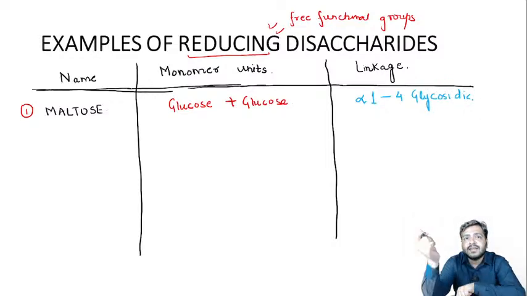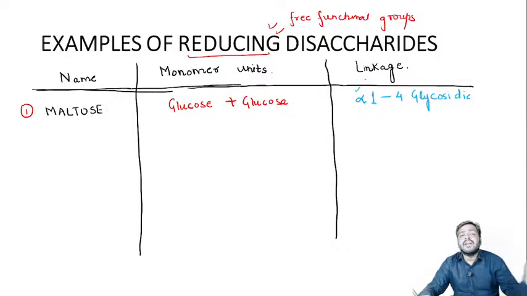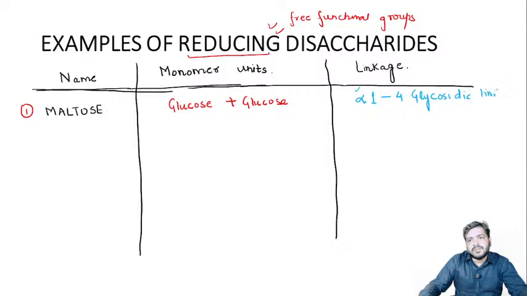I will draw the diagram in the next slide, but just first make a table of what diagrams we are going to draw for each and every case, and then we will simultaneously draw all the bonds, and I'll explain to you what is alpha, what is beta, what is 1 to 4. Okay, but first write it down in the form of a table.